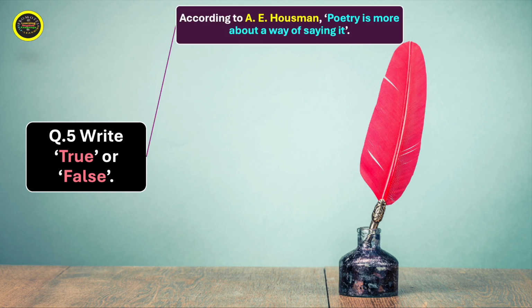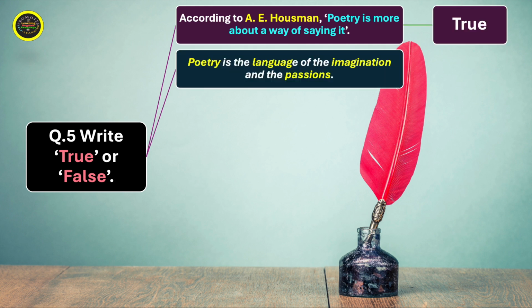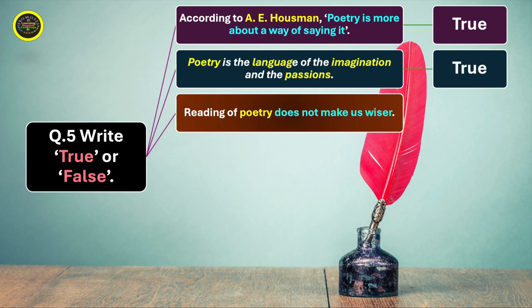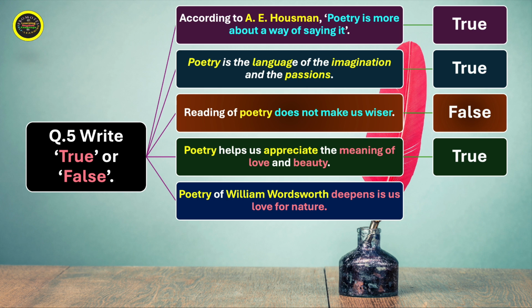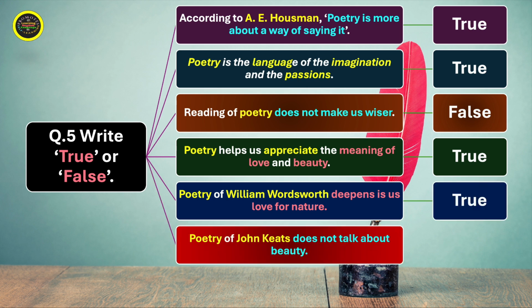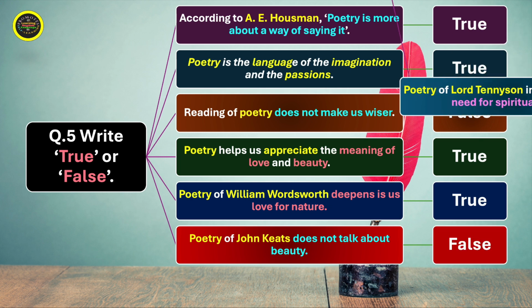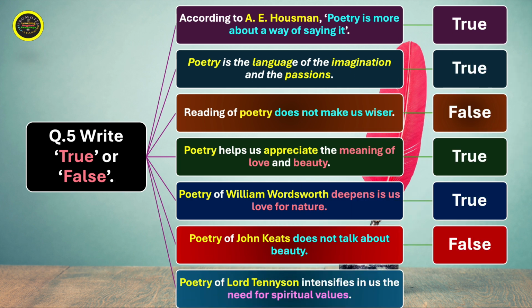True or false? According to A.E. Housman, poetry is more about a way of saying it. True. Poetry is the language of the imagination and the passions. True. Reading of poetry does not make us wiser. False. Poetry helps us appreciate the meaning of love and beauty. True. Poetry of William Wordsworth deepens in us love for nature. True. Poetry of John Keats does not talk about beauty. False. And the last point is, poetry of Lord Tennyson intensifies in us the need for spiritual values. True.